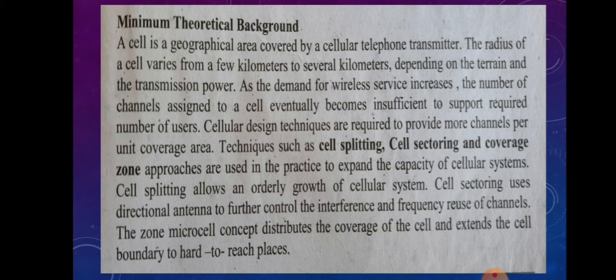Now, as I said, a cell is a geographical area covered by the cellular telephone transmitter. The radius of the cell varies from a few kilometers to several kilometers, depending upon the region or the transmission power. As the demand for wireless services increases, the number of channels assigned to the cell eventually becomes insufficient to support the required number of users. Cellular design techniques are required to provide more channels per unit coverage area. Techniques such as cell splitting, cell sectoring, and coverage zone approaches are used in practice to expand the capacity of cellular systems. Cell splitting allows an orderly growth of the cellular system.